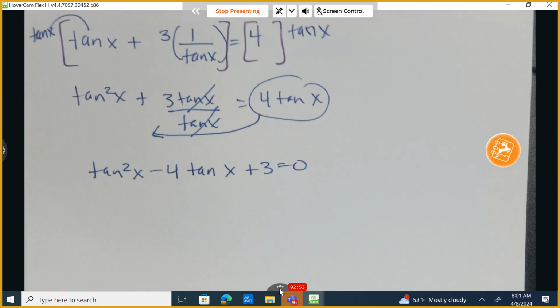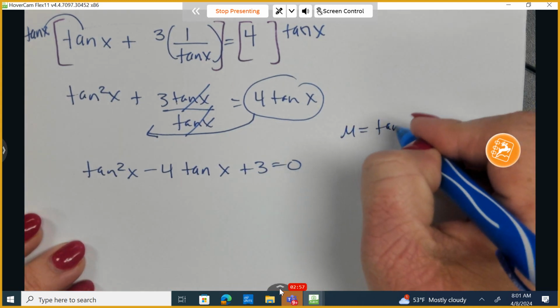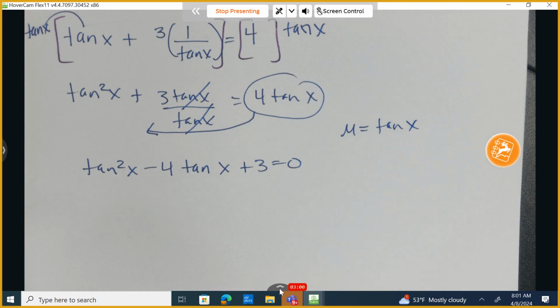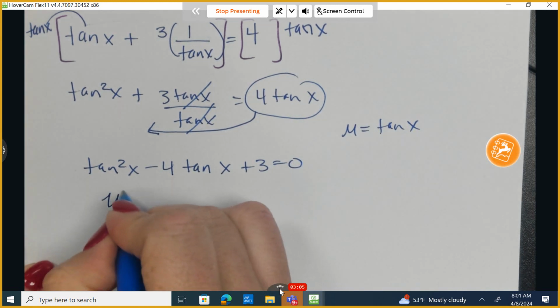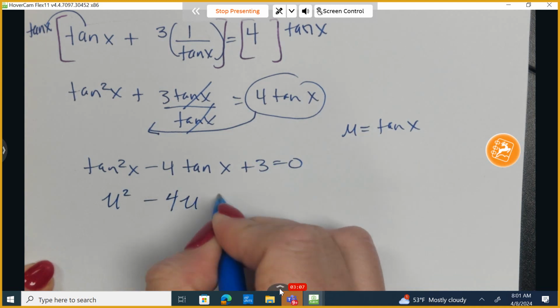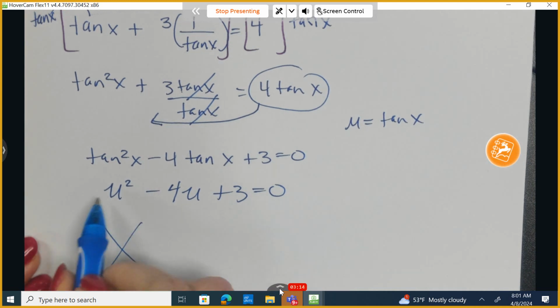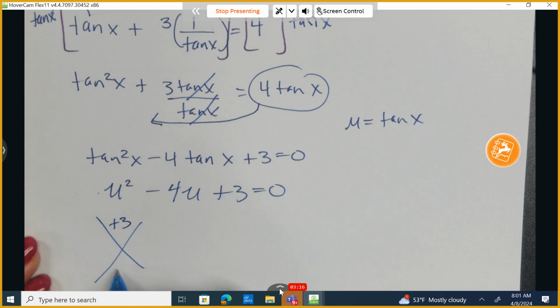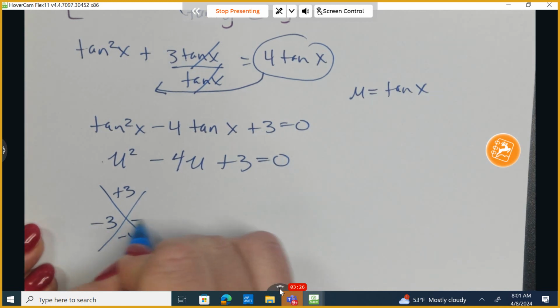I want you to think of this as u is equal to the tangent of x. Please write that down. We're going to let u equal the tangent of x. And so I want you to think of this as u squared minus 4u plus 3 equals 0. And if I asked you to solve this by factoring, you'd ask yourself 1 times 3 is 3. What two values multiplied to give you positive 3 and combined to give you a negative 4? Awesome, negative 3, negative 1.